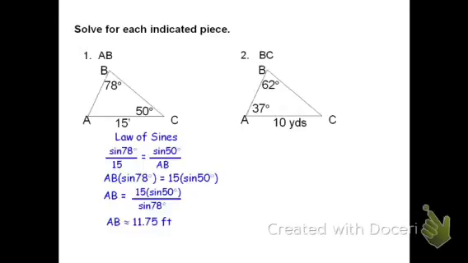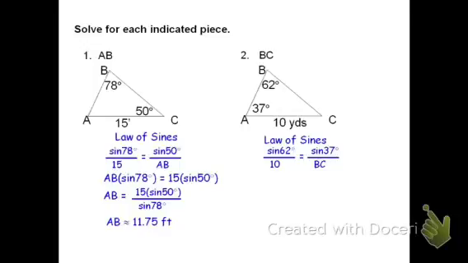For the next one, now we're looking for side BC. Angle A, which is the 37 degree angle, is opposite of side BC. So when I set it up, those are going to go together. Again, make sure we justify. It's the law of sines. And then go and write the problem. It's the sine of 62 degrees divided by its sine opposite, which is the 10, equals the sine of the 37 degree angle over its side opposite, in which case BC.